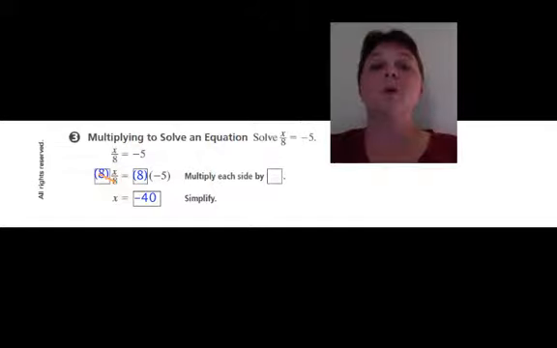You can check your work by substituting it in. Does negative 40 divided by 8 equal negative 5? Yes, it does. So we know that negative 40 is the correct solution. Pause the video if you need more time to copy down the notes.